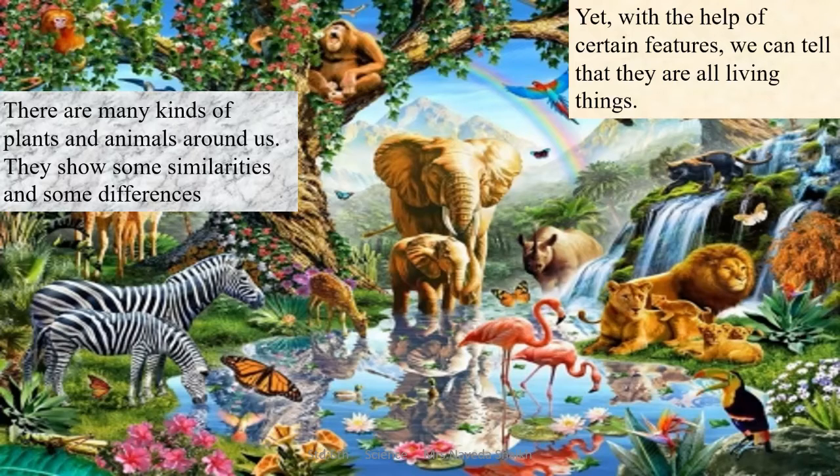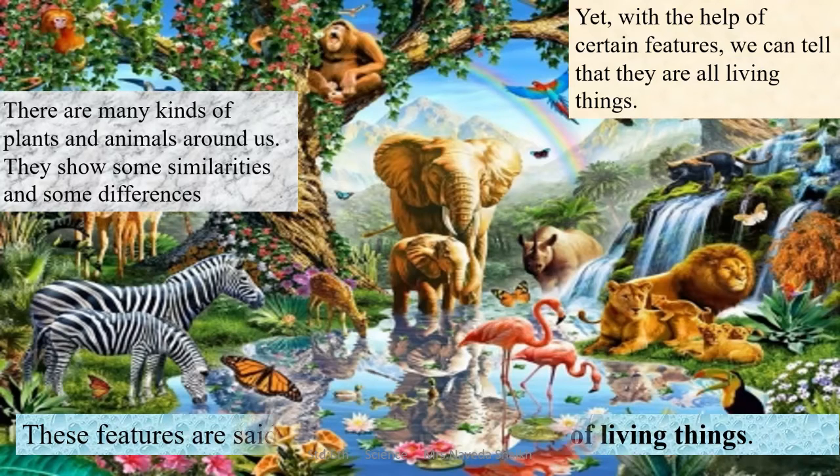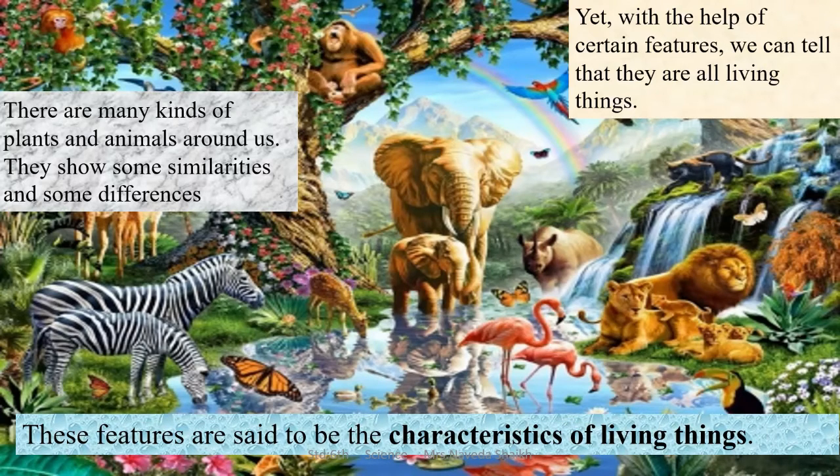You know that animals move from one place to the other. Plants also show movement, right? But if you keep a stone in one place, it will be there forever. It will not move from its place. So these features that we're talking about are called characteristics of living things, and we need to understand these characteristics in detail. So we will be learning the characteristics of living things in today's chapter.